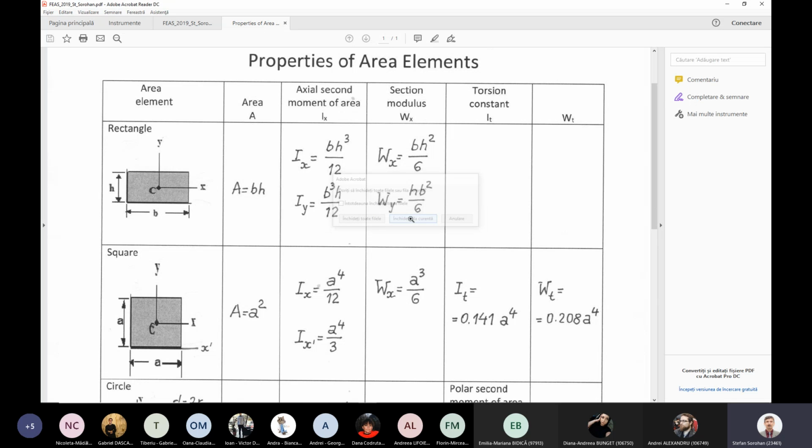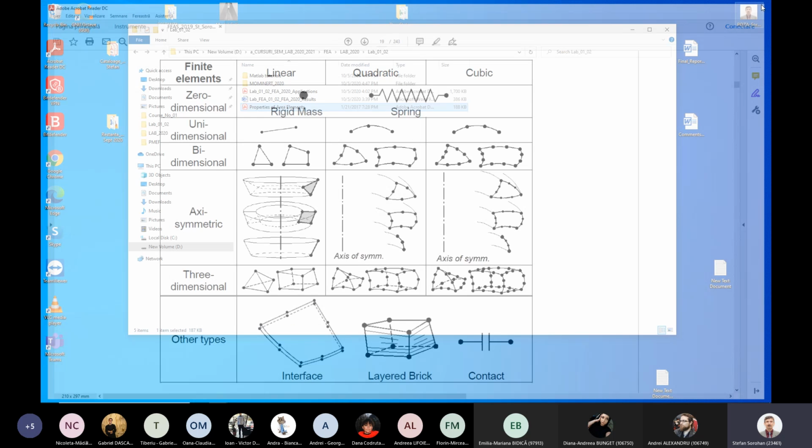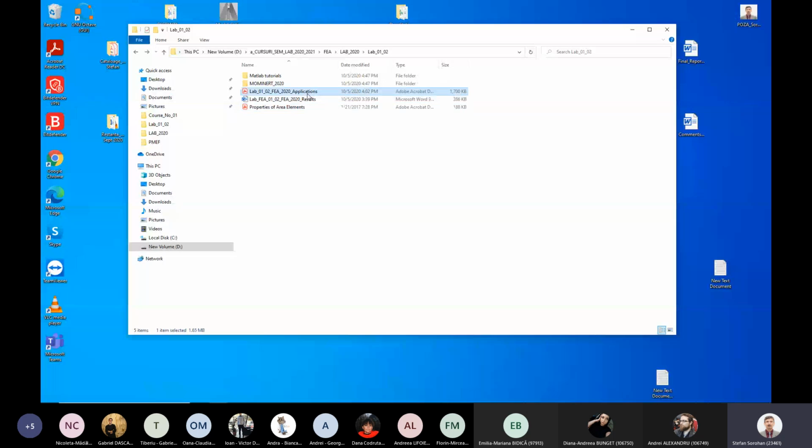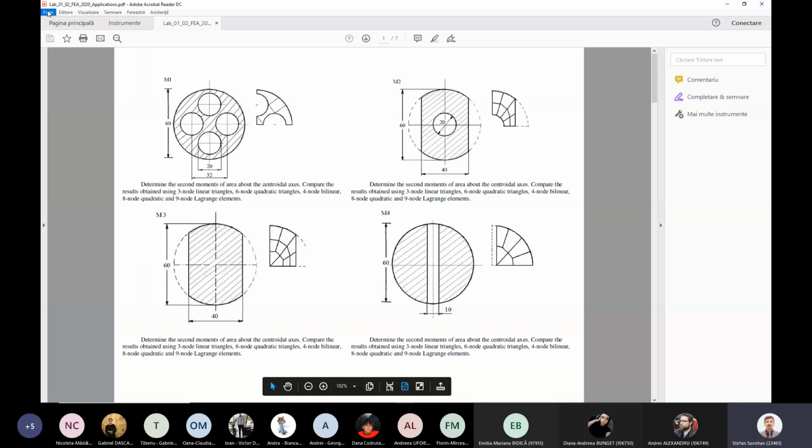For example, let's close also this one. Our application for lab number 1 and 2, because the first lab is not so simple and you have to work a lot. We will use 2 labs to solve this problem.